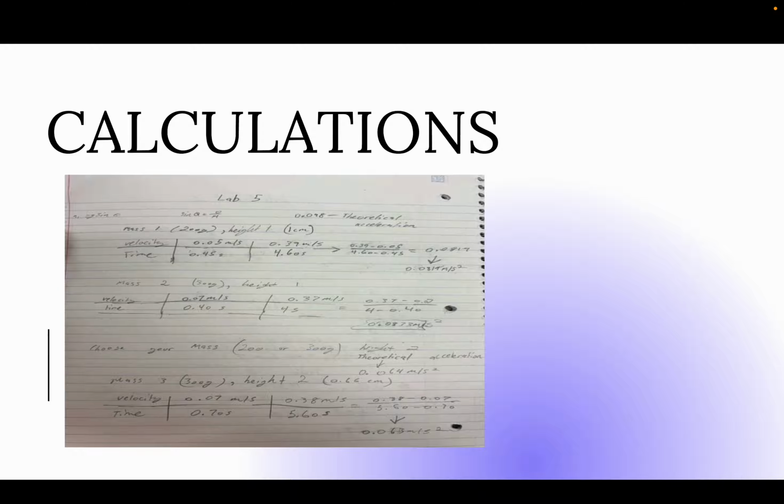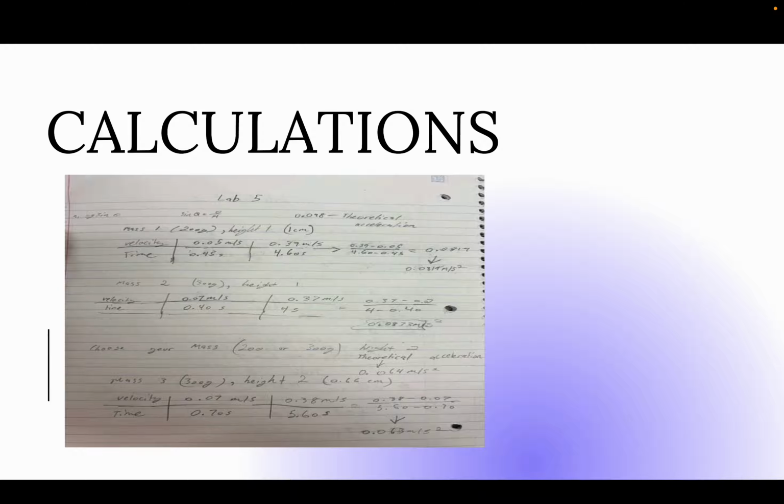To calculate the acceleration, we use the formula based on the change in velocity divided by the change in time. This means we subtract the initial velocity from the final velocity and divide it by the difference between the final time and the initial time. After performing these calculations, we obtain an acceleration of approximately 0.081 meters per second squared. This value represents the experimental acceleration of this first measurement.